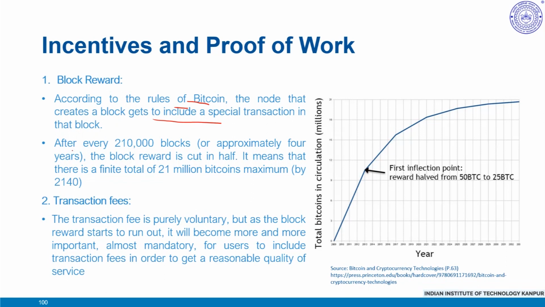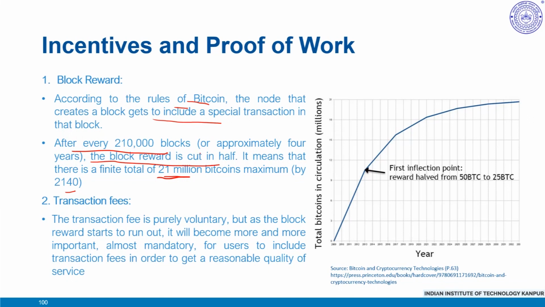Now, there is a catch. After every 210,000 blocks, or approximately 4 years, the block reward is cut in half. It means that there is a finite total of 21 million Bitcoins that would be created by the year 2140, and that is the max. It is important to note that this is the only way in which new Bitcoins are allowed to be created, and there is no other coin generation mechanism. That's why we are saying that 21 million is the final total number, as the rule stands now, for the maximum number of Bitcoins there can possibly be.